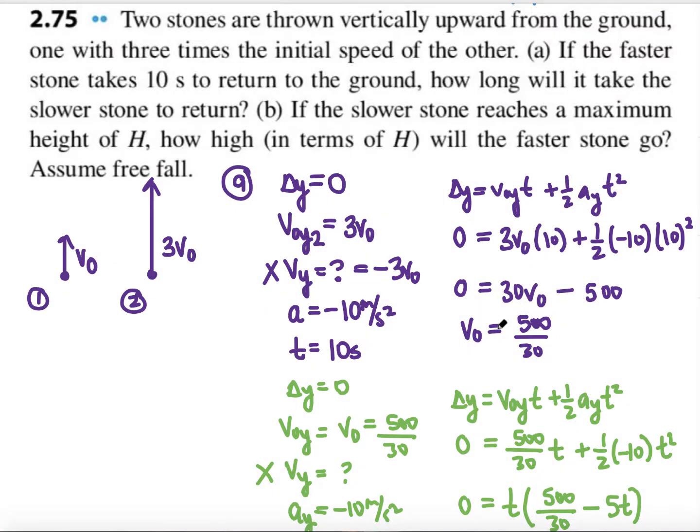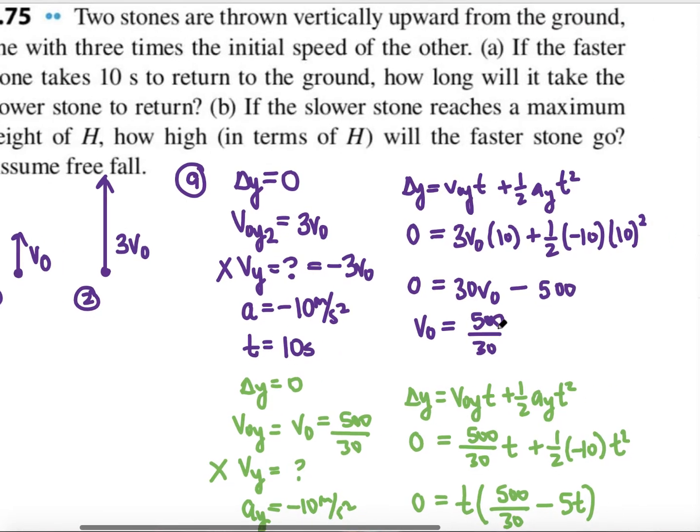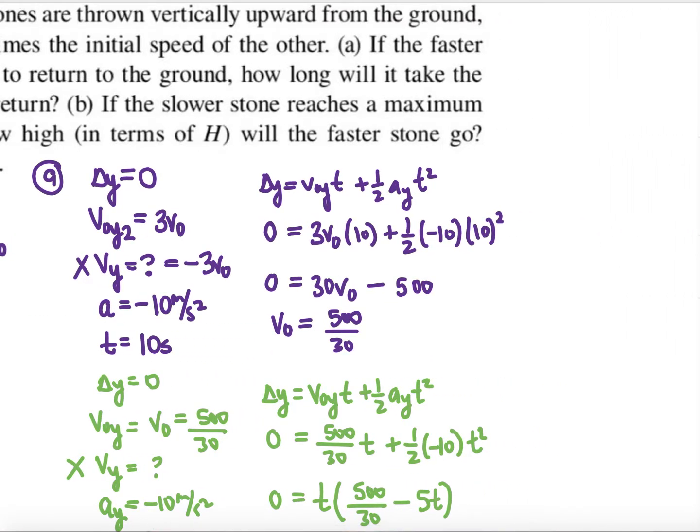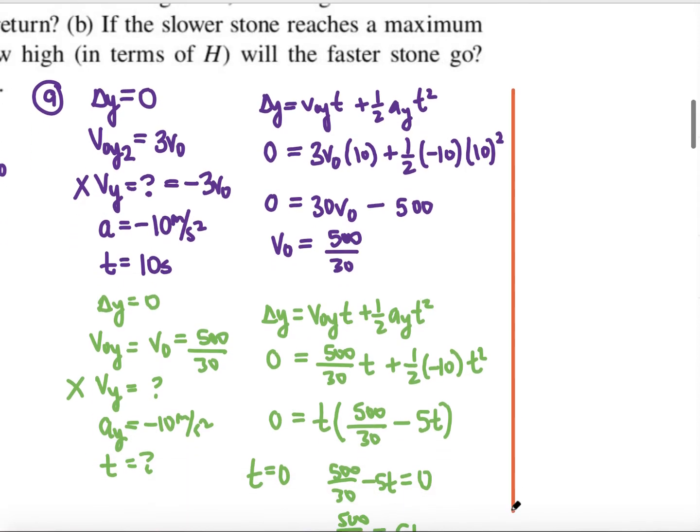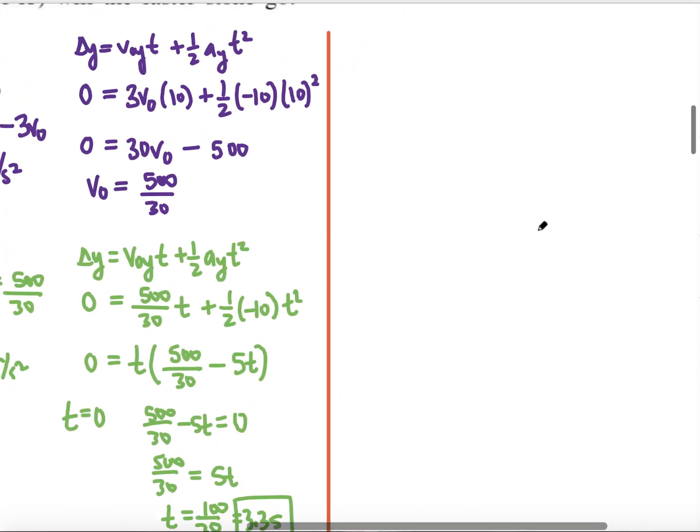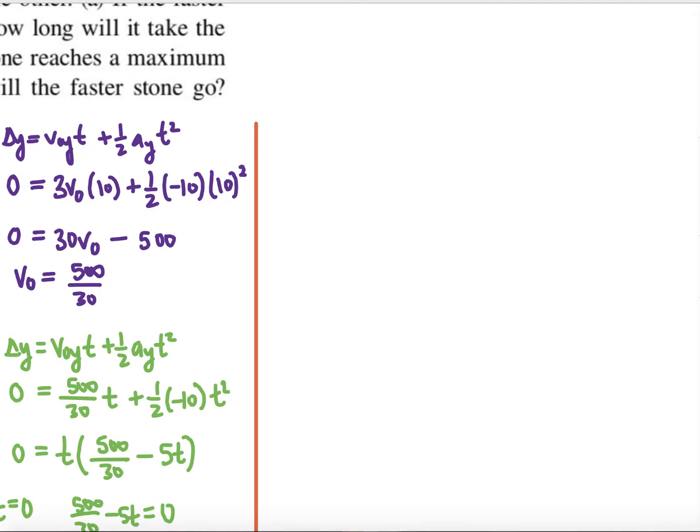Okay, now taking a look at B. The slower stone reaches a maximum height of h. How high will the faster stone go? So let's take a look over at part B. Let's draw a line to separate our two parts. And let's start working on B.